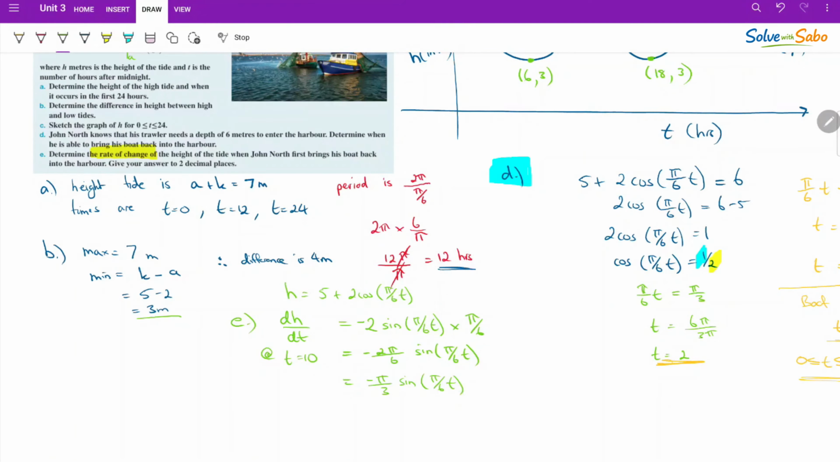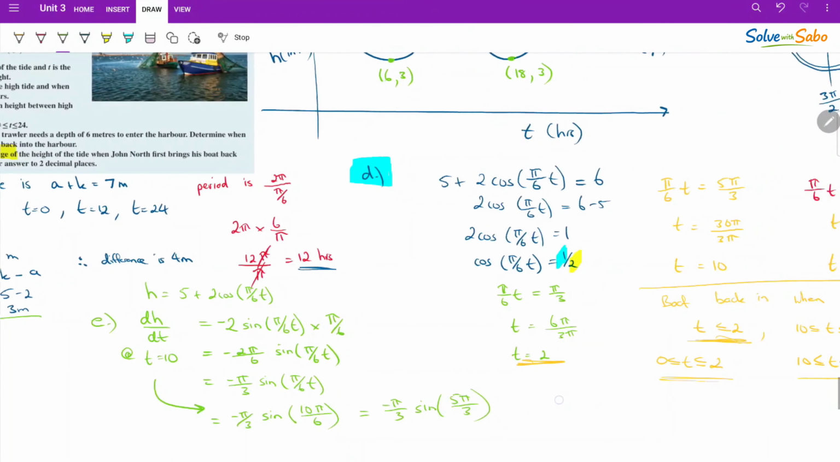Now what I still haven't done is substituted in that t is 10. So let's substitute that in now. So what we're going to have is negative pi on 3 sine of 10 pi on 6. Now let's think about where 10 pi on 6 exists. Well, 10 pi on 6 is the same as negative pi on 3 sine of 5 pi on 3.